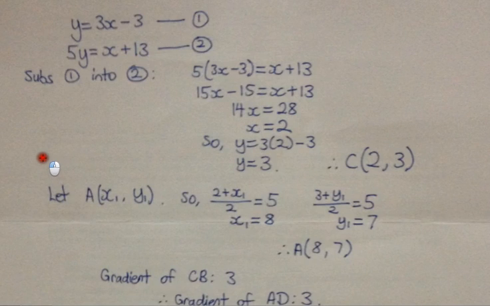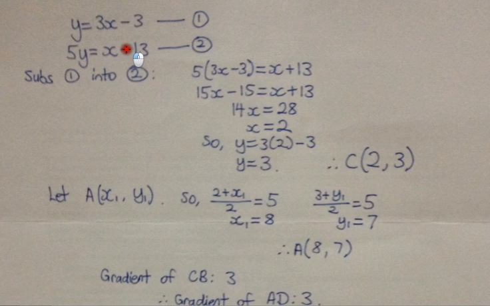Okay, for this question on coordinate geometry, we are required to find a few things given the diagram. Firstly, I'll write out the two equations that are given to us. One is of the line BC, which is equation 1, and the other one is of line BE, which is equation 2.